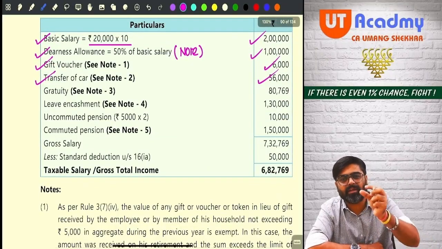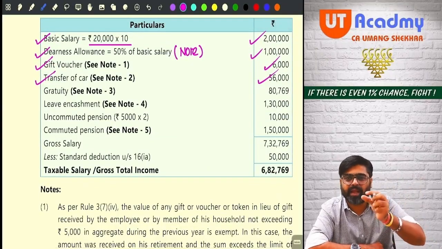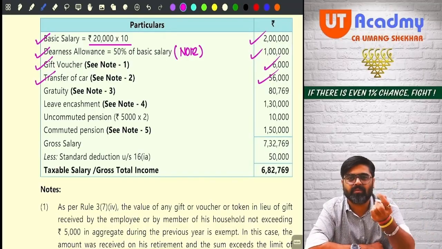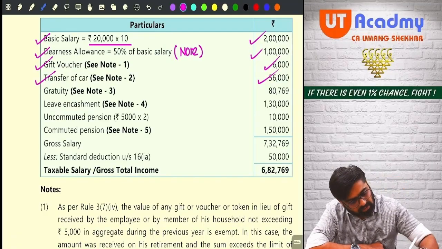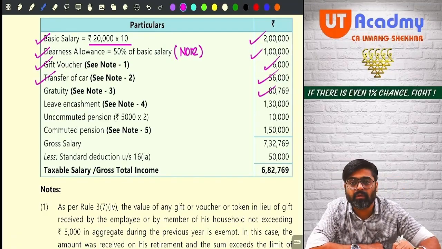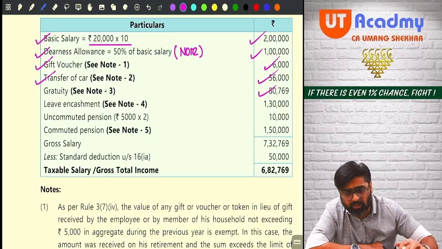80,769. You take 80,769 or you take 80,770, one and the same thing. One rupee rounding off we have done because of that point answers. Okay. Hello sir. So 80,770, are you all getting this? So how was this calculated?